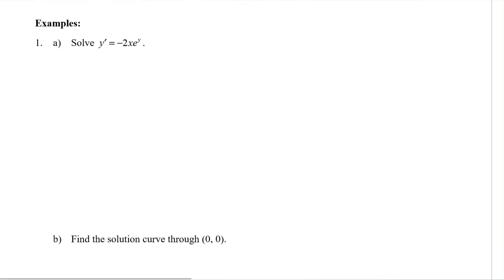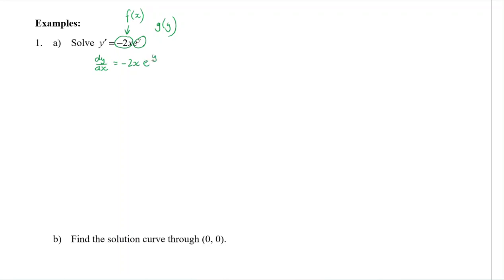So question 1, I want to solve y dash equals negative 2x e to the power of y. You can see in there the negative 2x, that would be a function of x. That's the function of x part. And the e to the y, that's my function of y. You wouldn't have to write this because it's our first one. I'm just trying to show you that they're my two different parts of my equation. So I'm going to change it to dy over dx equals minus 2x e to the y.